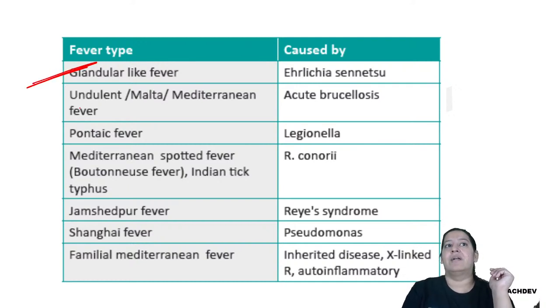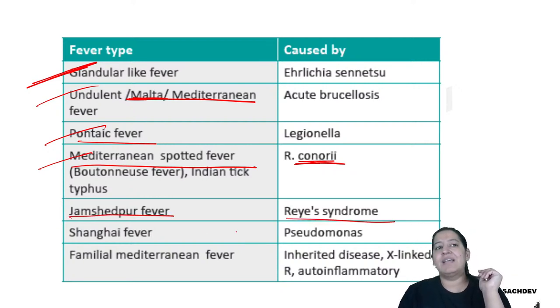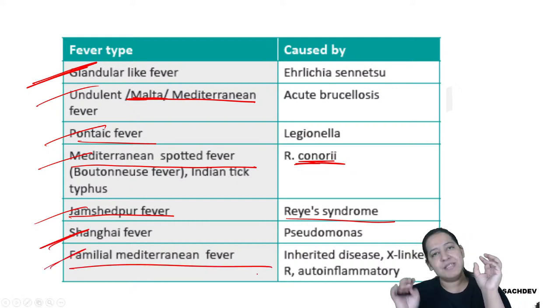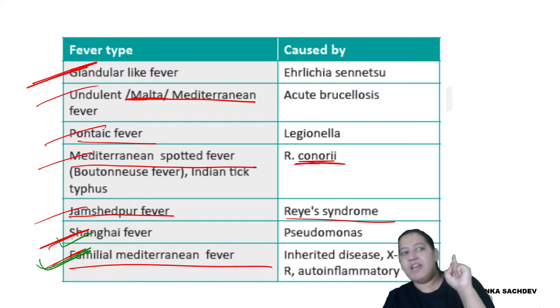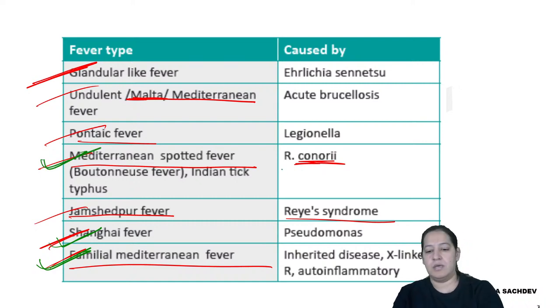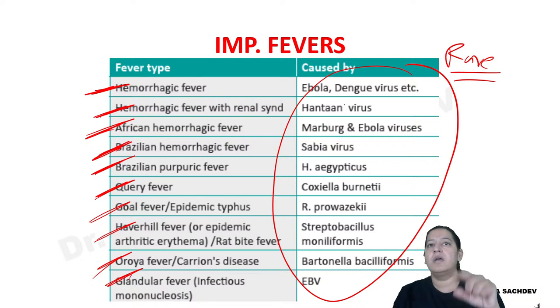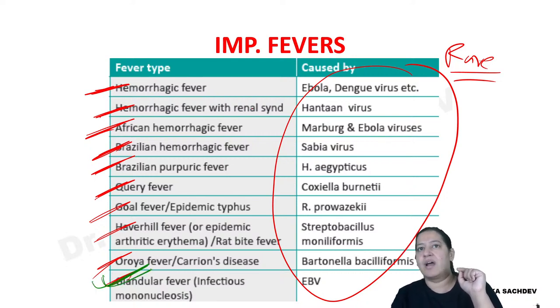ग्लैंडुलर लाइक फीवर, माल्टा फीवर और मेडिटेरेनियन फीवर, पॉन्टियाक फीवर, मेडिटेरेनियन स्पॉटेड फीवर, ये तो सुना होगा ना रिकेटशिया कोरोनी से. जमशेदपुर फीवर, इट इज इन राइस सिंड्रोम, शंघाई फीवर एंड फैमिलियल मेडिटेरेनियन फीवर. इनमें से बहुत सारे इंपॉर्टेंट हैं. द इंपॉर्टेंट वन आई विल मार्क फॉर यू: फैमिलियल मेडिटेरेनियन, शंघाई फॉर सूडोमोनास, एंड मेडिटेरेनियन स्पॉटेड फीवर. पॉन्टियाक इज ऑल्सो इंपॉर्टेंट. एंड यहां से आपका द इंपॉर्टेंट वन इज ग्लैंडुलर फीवर.